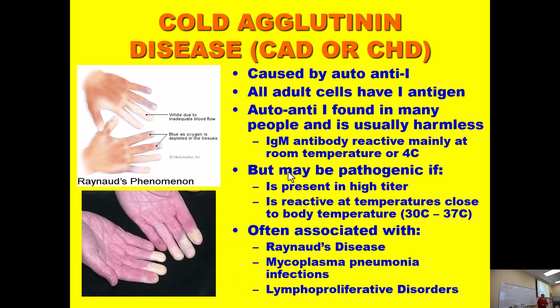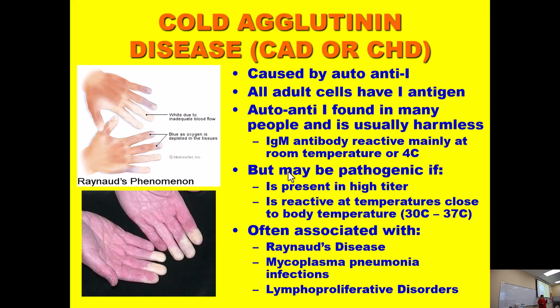So cold agglutinin disease is caused by auto-anti-big I. Why is that a problem? Everybody has it, right? That becomes kind of a big problem. All adult cells have big I. Auto-anti-I is found in a lot of people. Most of the time it's going to be harmless. It's an IgM. It likes cold. So most of the time we're not going to see too much of a problem with it, because it likes room temperature or 4 degrees, right?